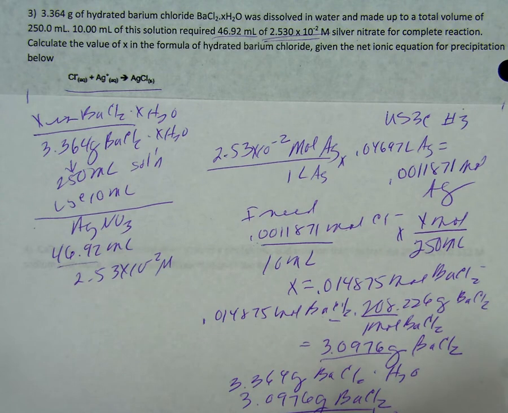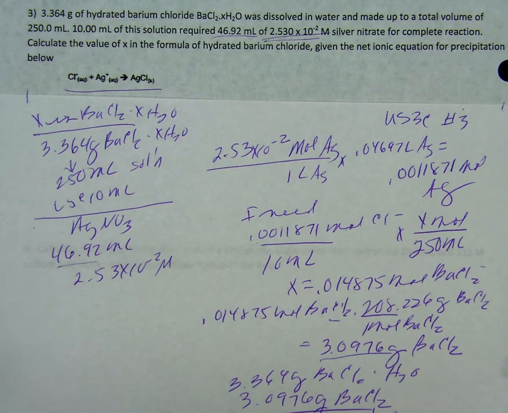And so it's 18.02 grams is 1 mole of water. That's divided by 18.02, and that is 0.01478 moles of water. So in my barium chloride hydrate, I have 0.014875 moles of barium chloride and 0.01478 moles of water. That looks pretty darn close to me to a 1-to-1 ratio.